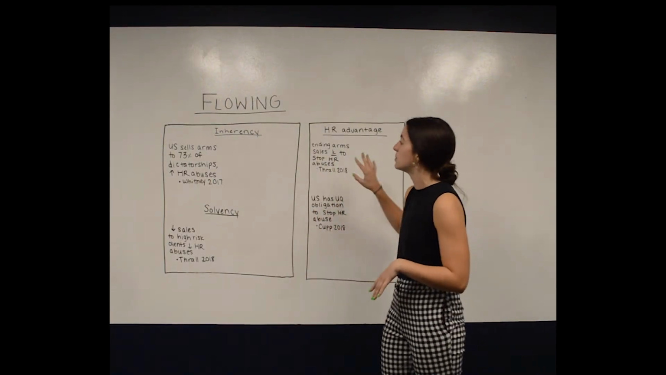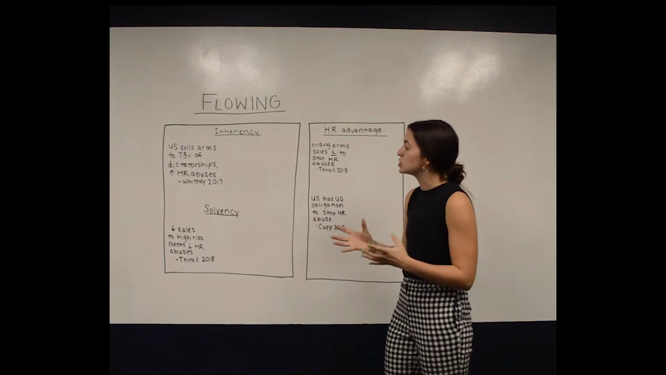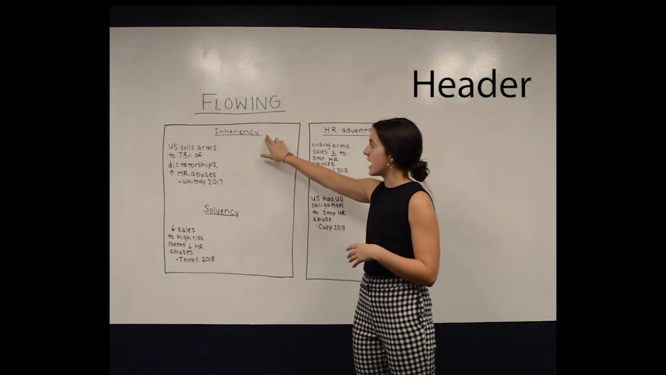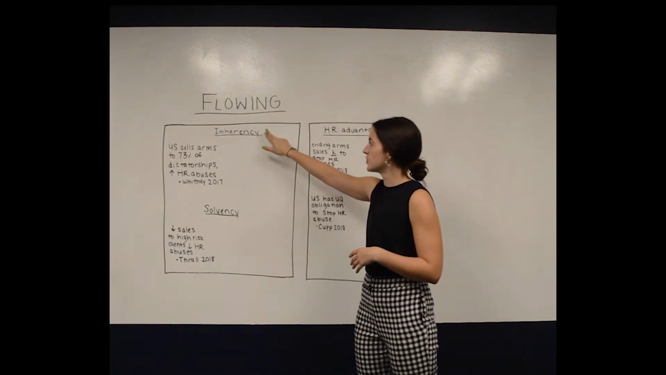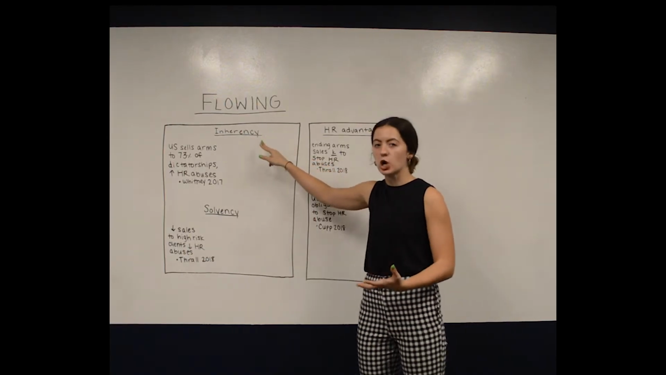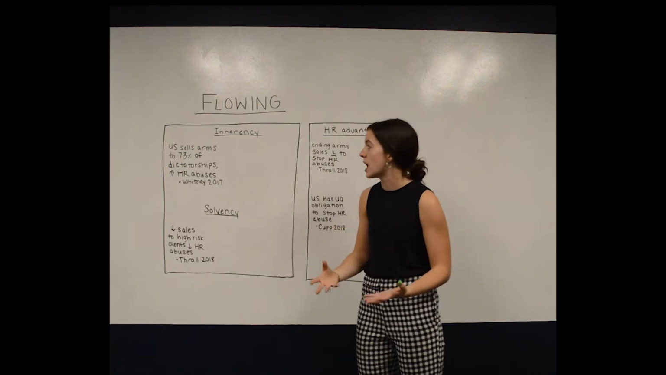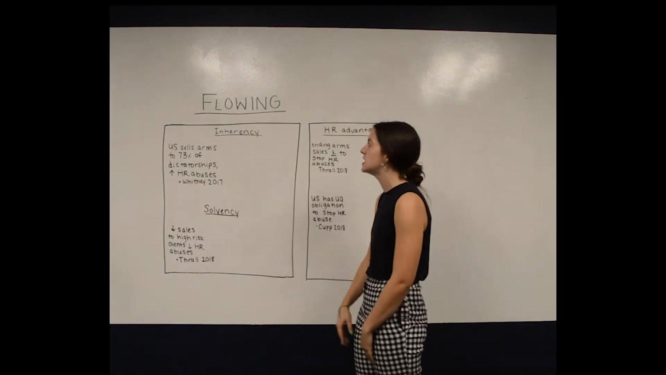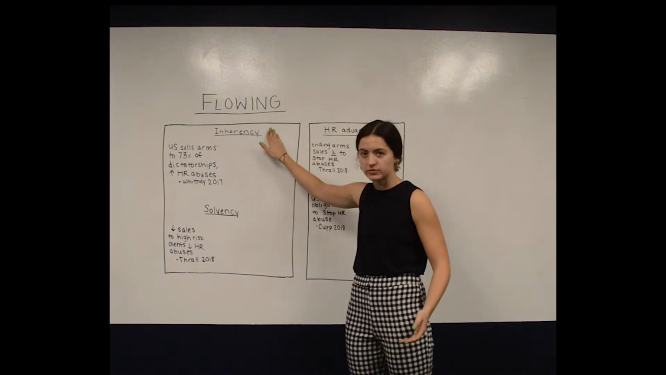So I've done examples on the board. And the first part of a flow is the header. So for this example, the header is inherency. So the reason that we write that is because the first argument that the affirmative team brings up is inherency. So they say, our first contention is inherency, and you would write inherency at the top of your flow.